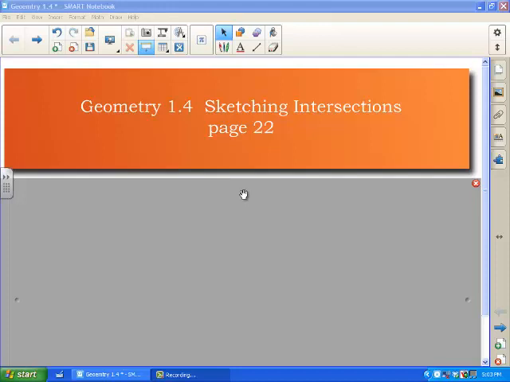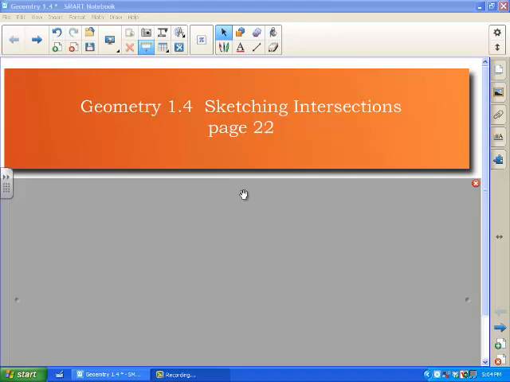Hello everyone and welcome to Geometry Section 1-4, Sketching Intersections. This lesson is a really important one to geometry because, just like the end of our last section, we're learning to sketch different figures and diagrams that can be really helpful in visualizing the math behind the geometry.